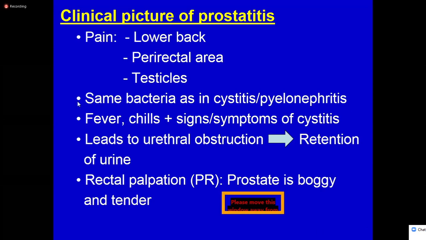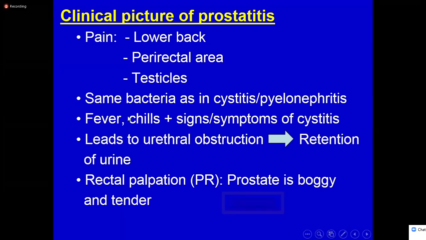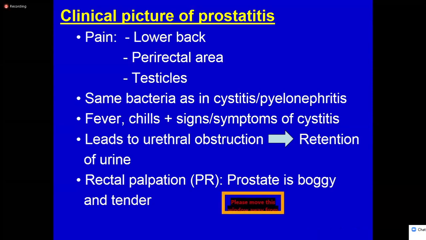Some bacteria, as in cystitis or pyelonephritis, that is to say the main cause is E. coli. Fever, the patient suffers from fever, chills, signs and symptoms of cystitis, and it may lead to urethral obstruction. You know, the prostate surrounds the beginning of the urethra. So once it is inflamed, it becomes enlarged, so it will cause retention of urine, انحسار البول أجلكم الله.